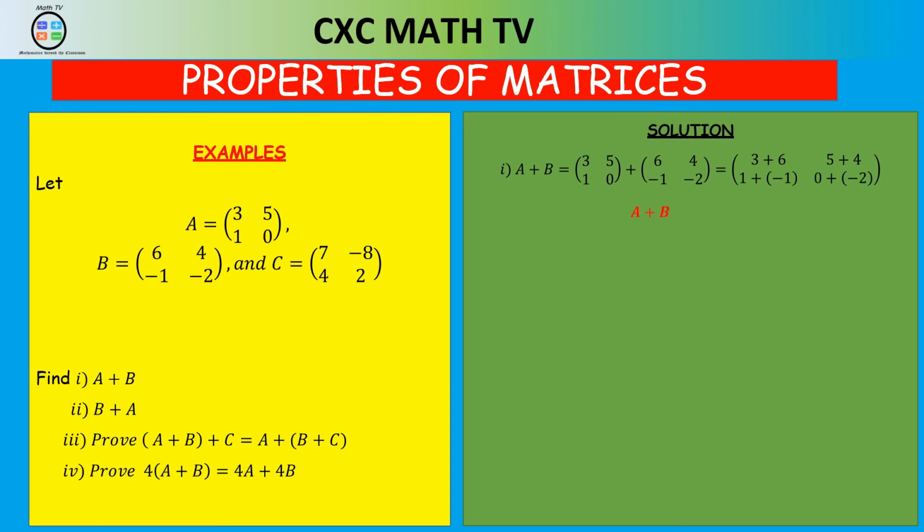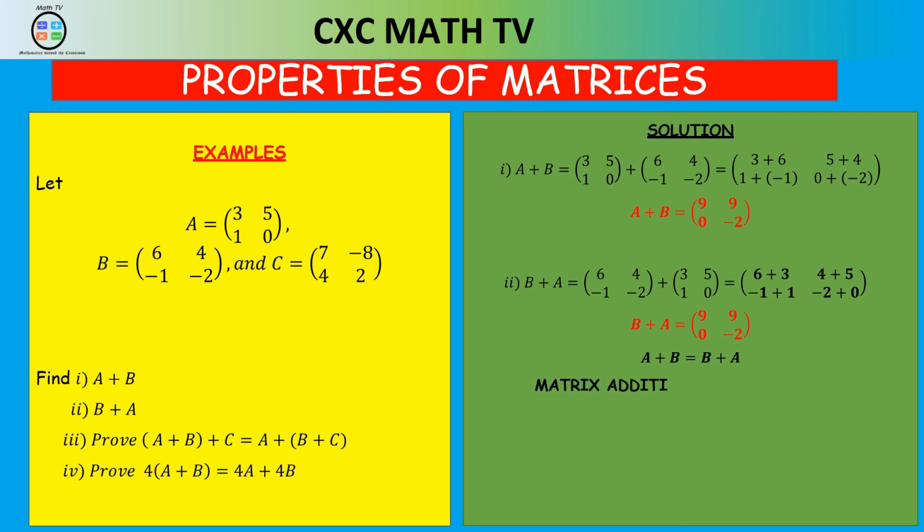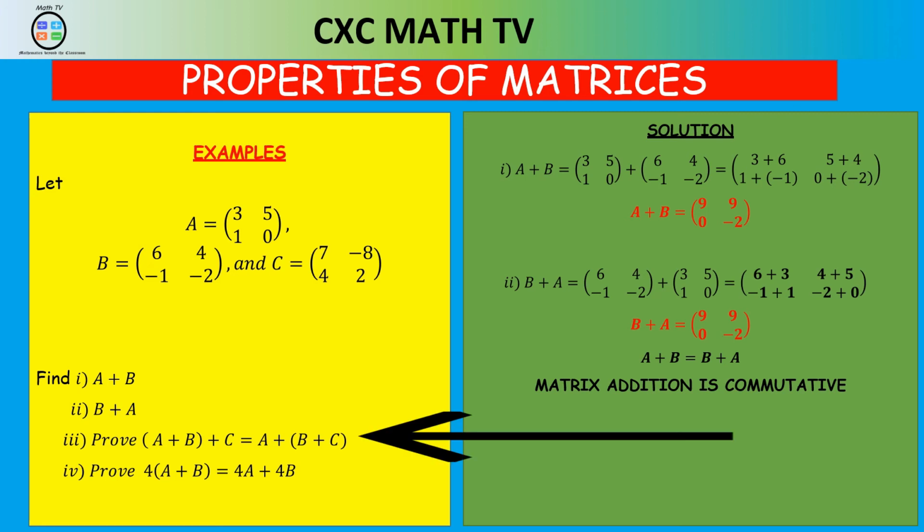Now what about B + A? So we're adding A to B. So it's going to be 6 + 3, which is 9. 4 + 5, which is 9. Negative 1 + 1, which is 0. And negative 2 + 0, which is negative 2. So notice that B + A is also 9, 9, 0, negative 2. So A + B is B + A. Since we get the same results from 1 and 2, we can conclude that matrix addition is commutative. Nice.